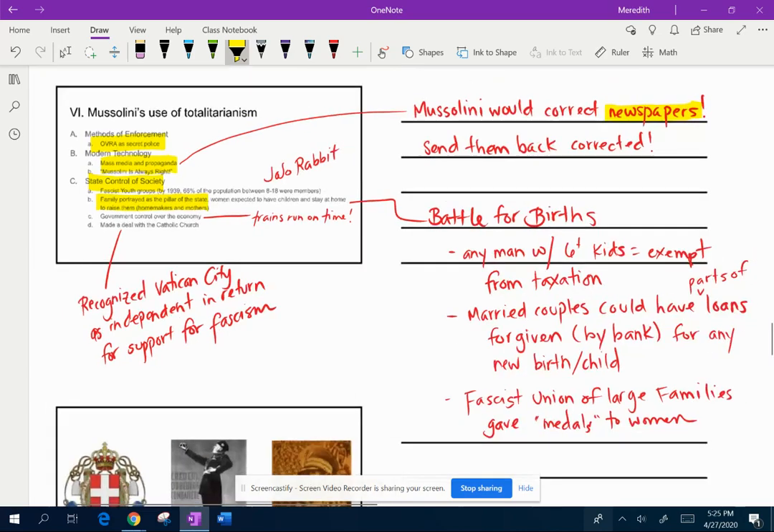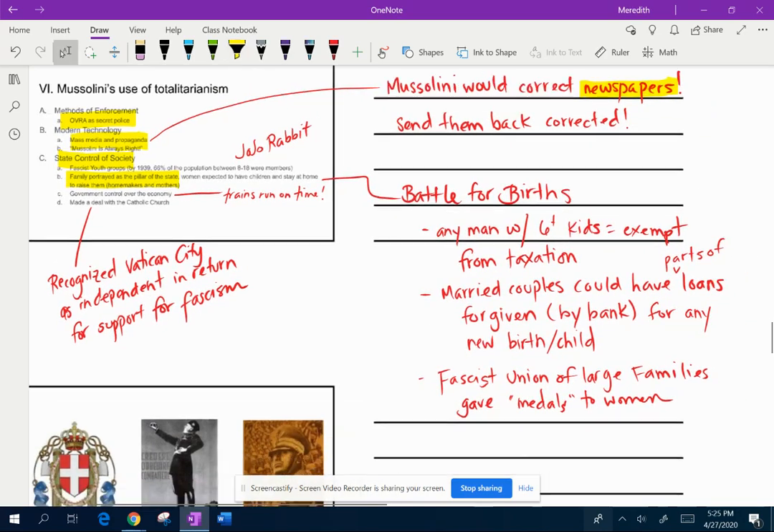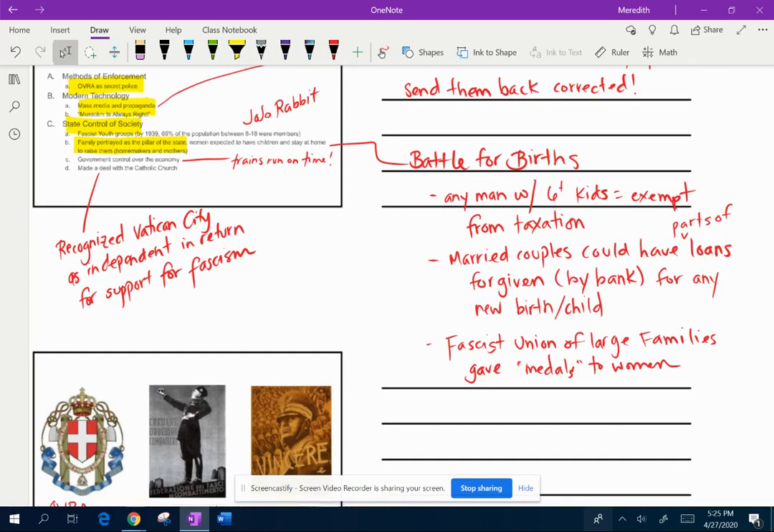Now, what's really kind of fun, if you guys want to go on a Google search, you can go on a deep dive for Battle for Births. It was one of the four battles that Mussolini wanted Italians to wage a war with or against. And so I thought this was kind of fun. Any man who had six or more kids was exempt from taxation. And I thought that was funny because it left out women specifically because women should not be working. So if you have six kids, you never have to pay taxes again.